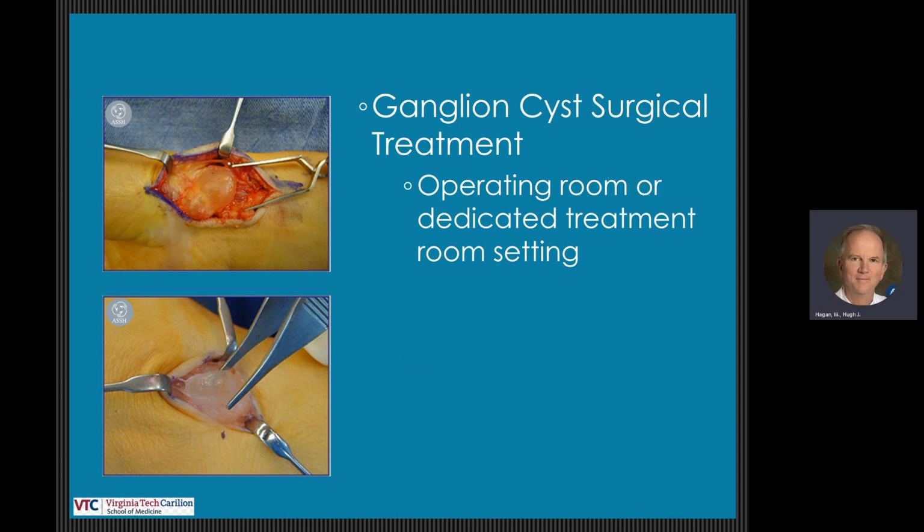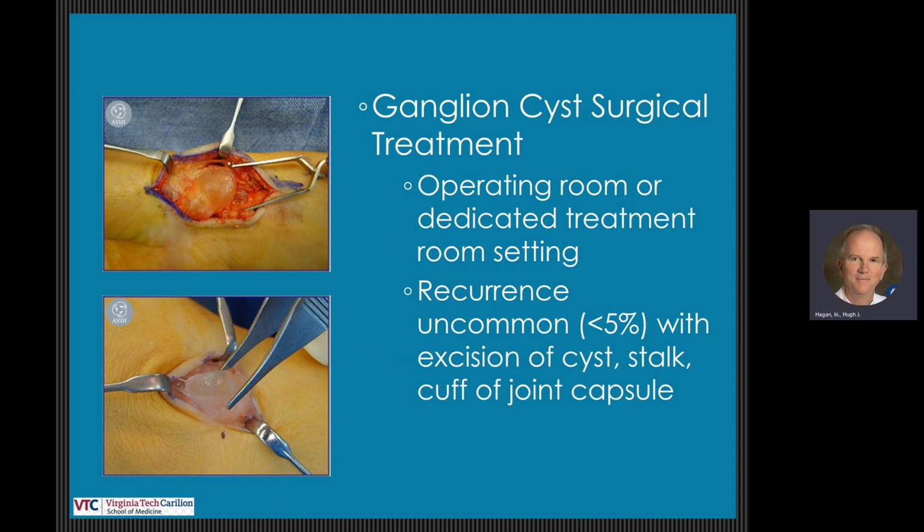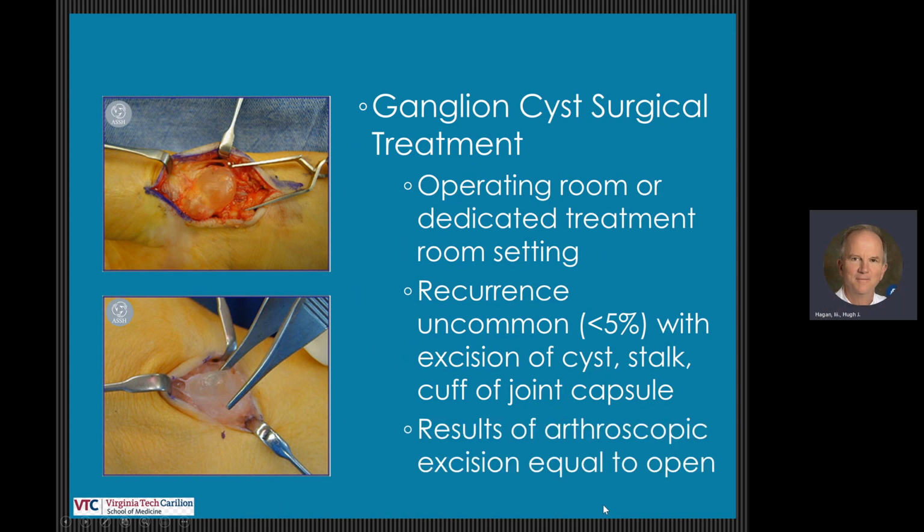For surgical treatment, you want an operating room or dedicated treatment room setting. And the anesthesia can be anything from straight local with epinephrine to a general anesthetic with a tourniquet. Recurrence following surgical excision is rather uncommon, in single-digit percentages, as long as you are appropriately aggressive in taking the lesion out and including its base or stalk, as well as a cuff of joint capsule or tendon sheath from which the cyst arises. The results of arthroscopic excision of ganglia from the wrist joints are equal to open excision.